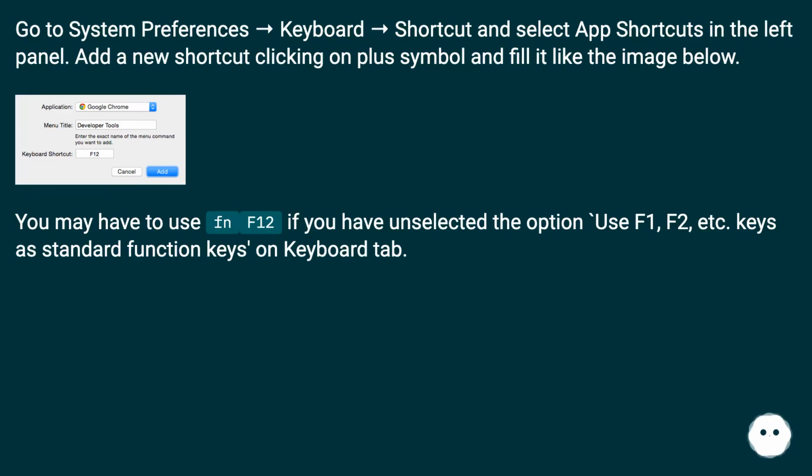Go to System Preferences, Keyboard, Shortcuts, and select App Shortcuts in the left panel. Add a new shortcut by clicking on the plus symbol and fill it in like the image below. You may have to use Fn and F12 if you have unselected the option "Use F1, F2, etc. keys as standard function keys" on the Keyboard tab.